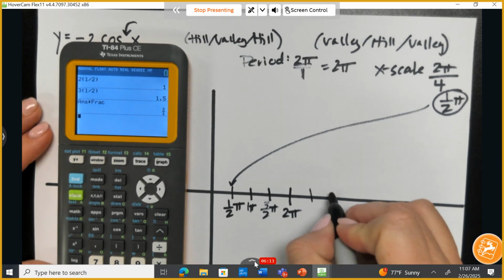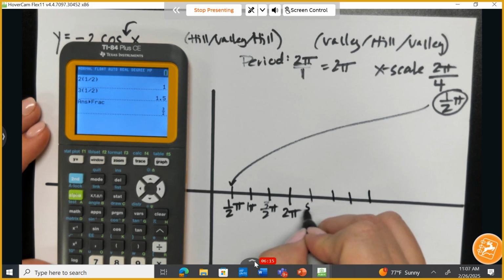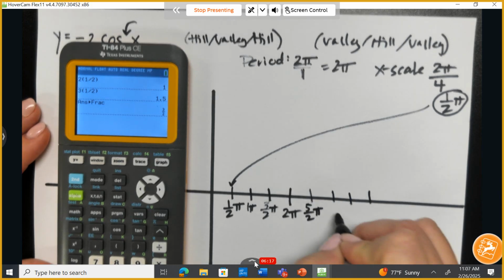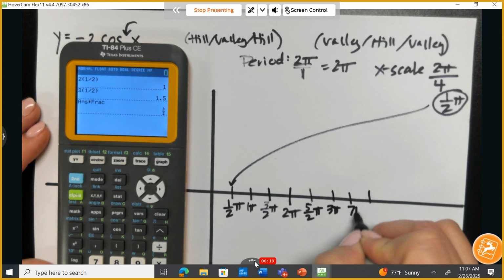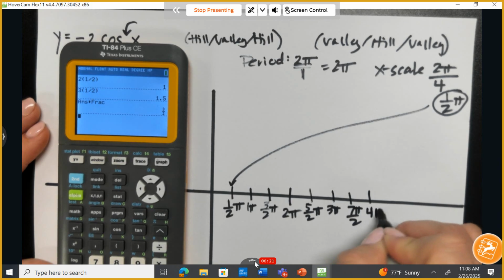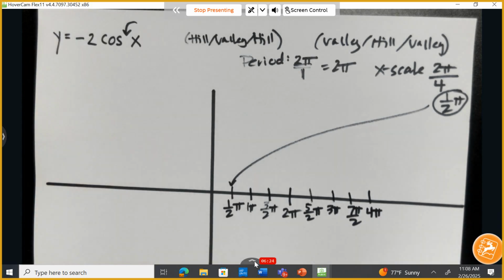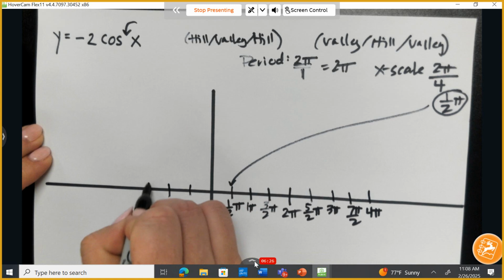So I need to do 2 cycles to the right. I know just by memorizing, this is going to be 5/2, 3 pi, 7/2, and 4 pi. But you could use the calculator to slowly do that. And 1 cycle to the left.